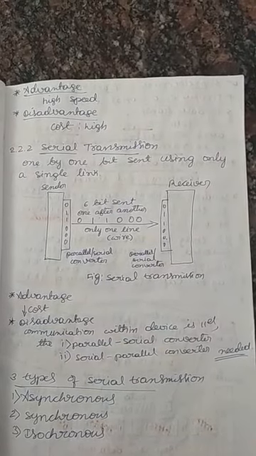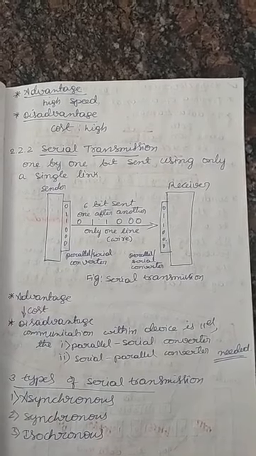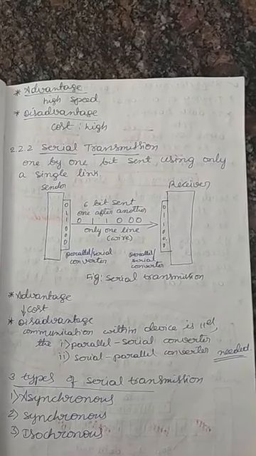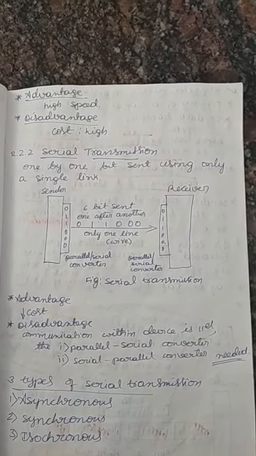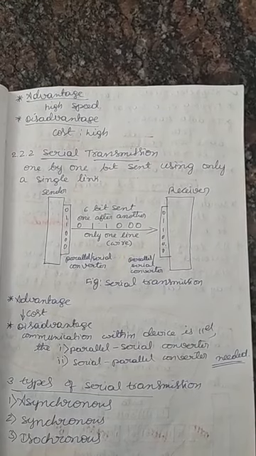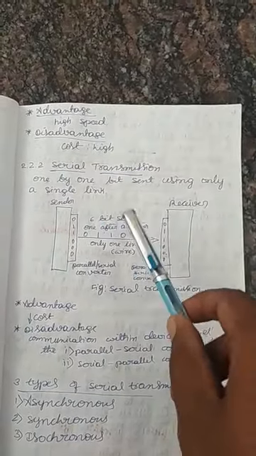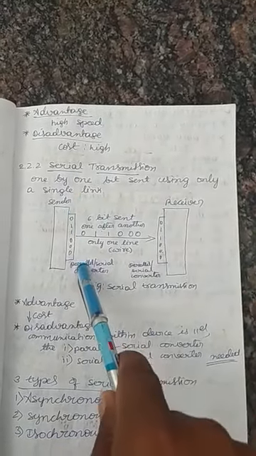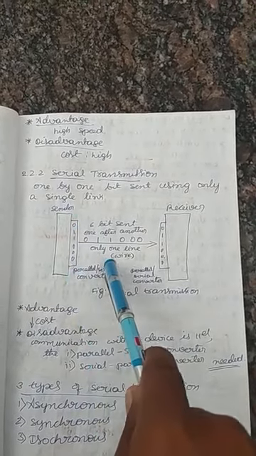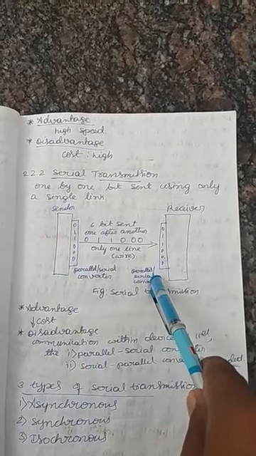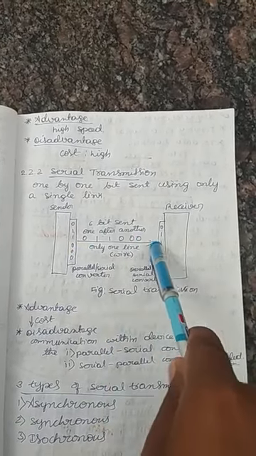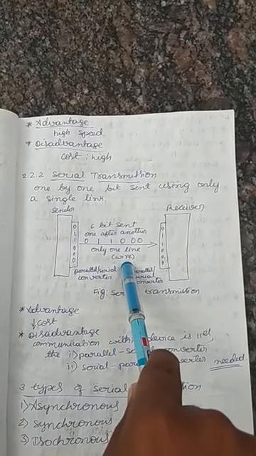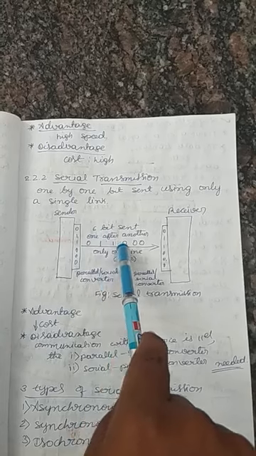Next is serial transmission mode. Here we are going to send 1 by 1 bit in a single link, one bit after the other in a single link. In this diagram we can observe that the sender is there, the receiver is there, and we are using a parallel to serial converter. This is the converter, and this is the link. Only one link or wire is used to send 6 bits.